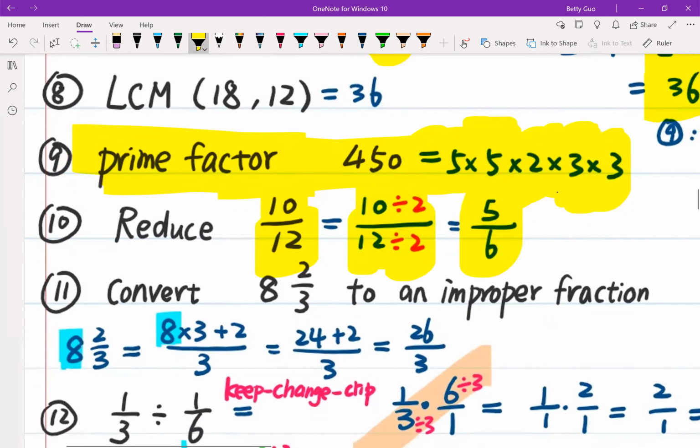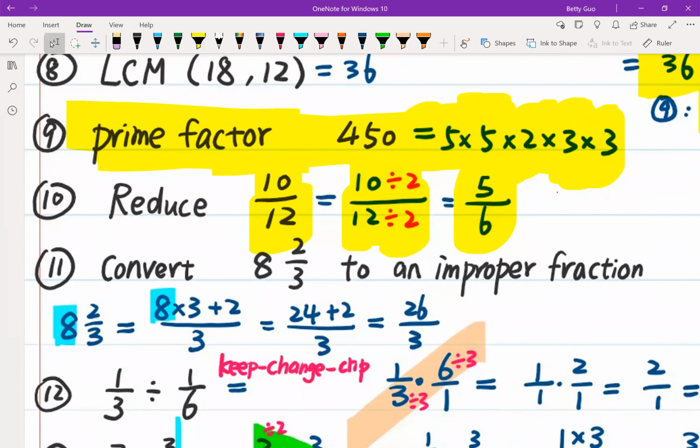Number 11, convert a mixed number to its equivalent improper fraction. Improper fraction is a fraction whose numerator is bigger than the denominator. So what we can do is color the parts. I'm going to color the denominator in green. The whole number part is 8. So we are going to keep the denominator 3.